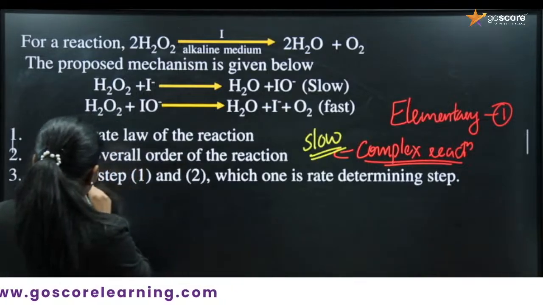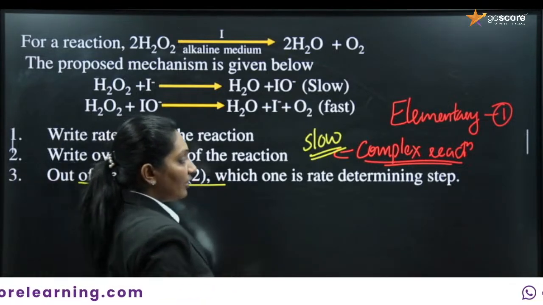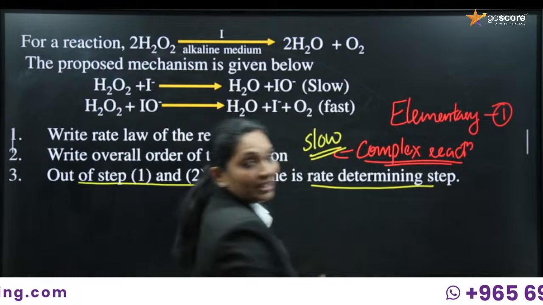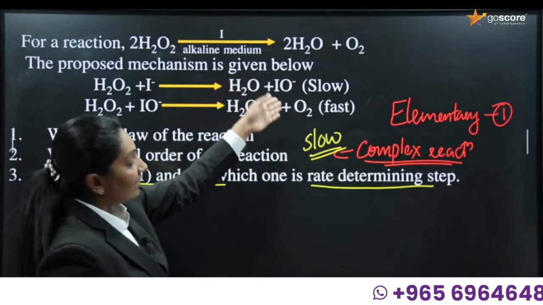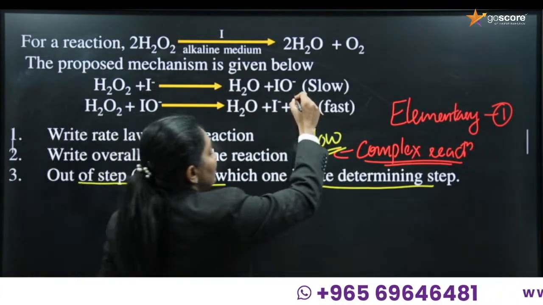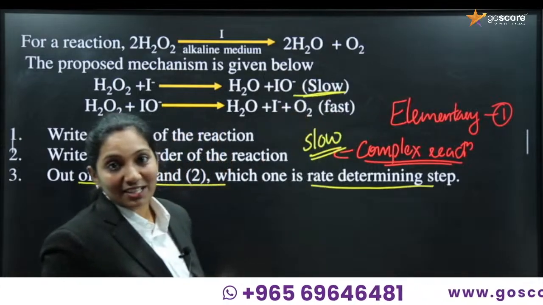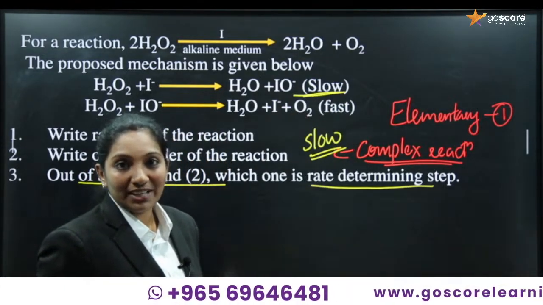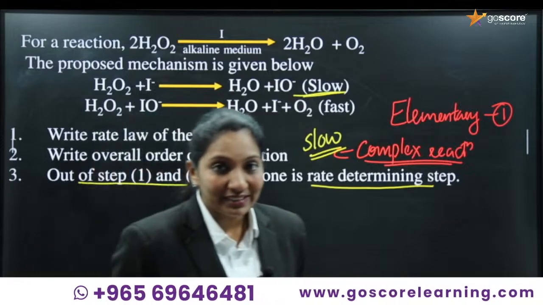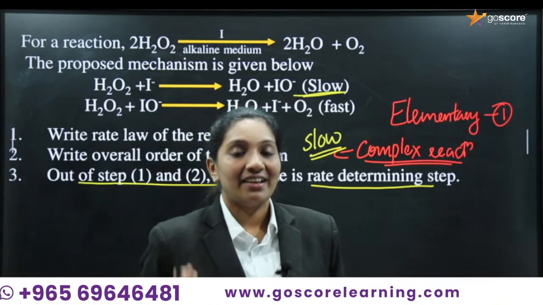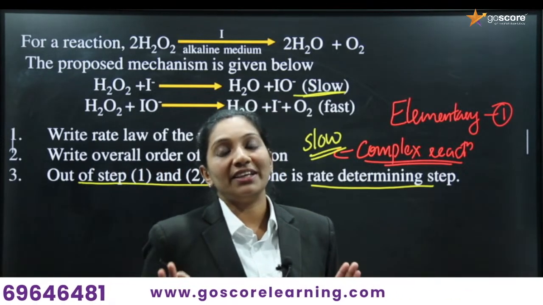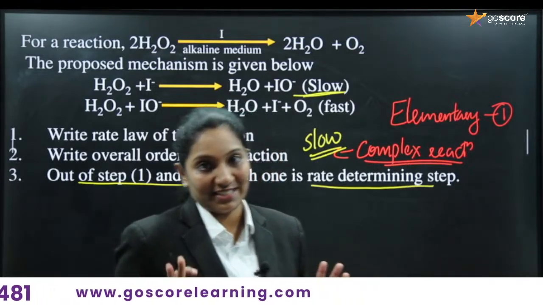So, look at the third question. Out of step 1 and 2, which is the rate determining step? Here, it is clearly given in the question that the first step is the slowest step. So, that will be the rate determining step. Keep in mind that for complex reactions, the slowest step will be the rate determining step.